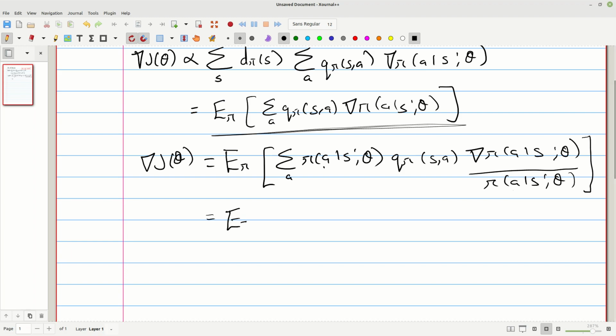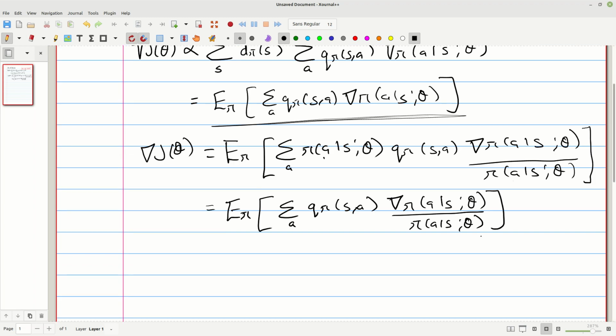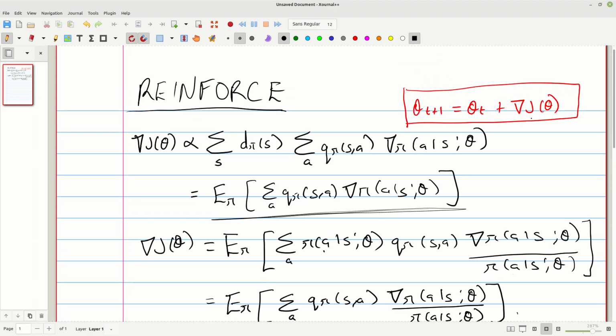Essentially, this is an expectation over pi of the summation over all actions of q pi. So this term is absorbed by the expectation, and we end up with q pi s comma a times the derivative of pi a given s parameterized by theta over pi a given s parameterized by theta. This is our expectation. The reason we're computing this expectation is that it is over all the states and over all the actions, over our policy essentially. And we need a way to sample so that we can make our update here.